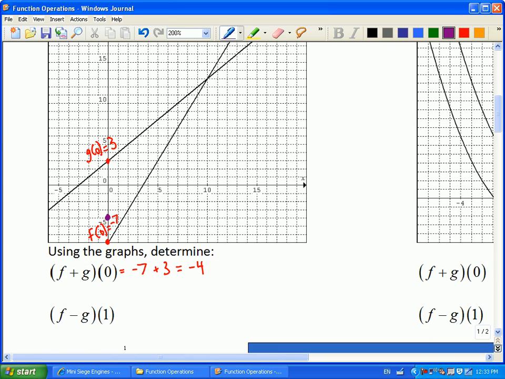Okay. See if you can do the subtraction here. What would f minus g of 1 be if you use the picture to find the values? Okay, so in this case I would have -9.